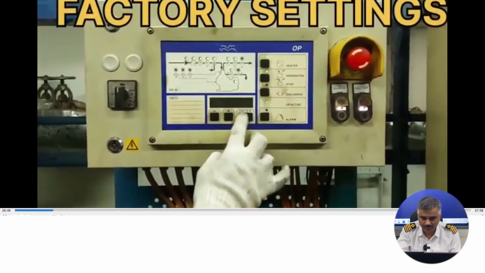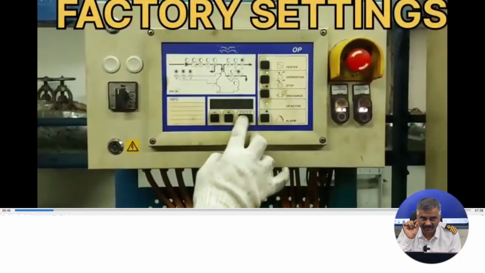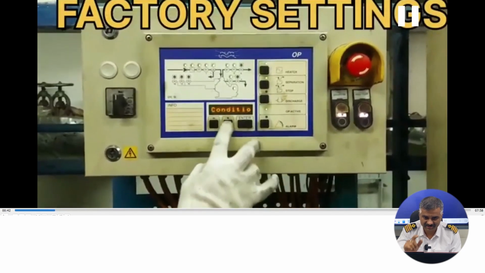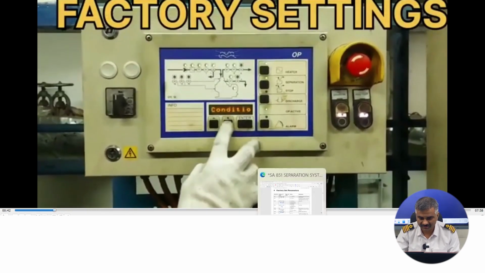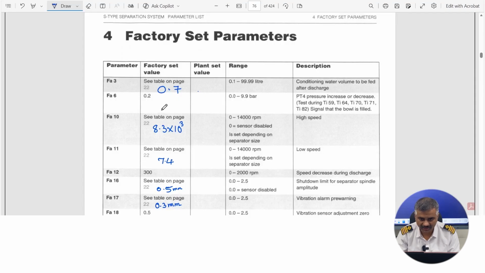Okay, then you go to factory, and as the factory will show, you press enter. So plus enter will give you install, and then you go plus, and then you go to factory. So this will be the factory settings. This first factory setting will be conditioning water, so that we have to discuss. Okay, so FA3.